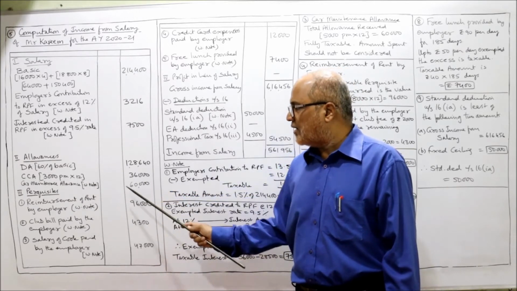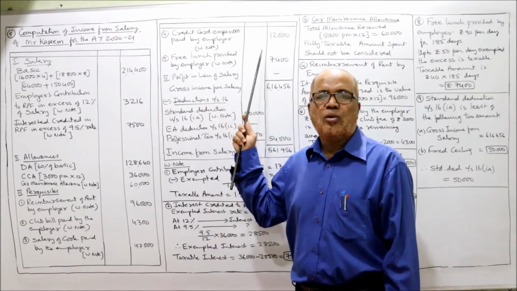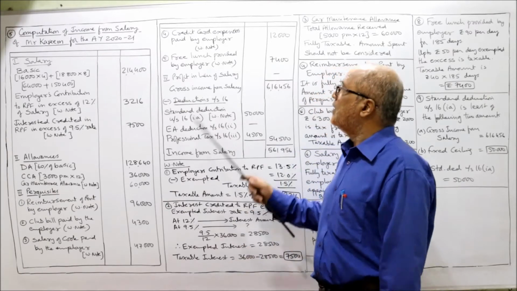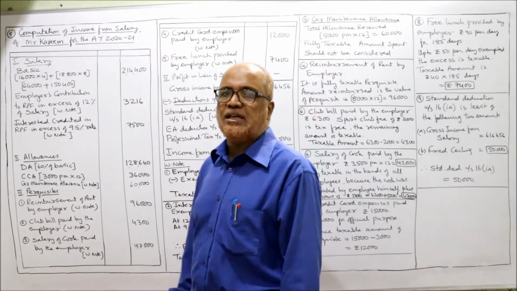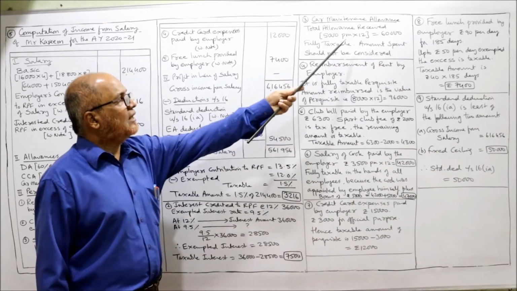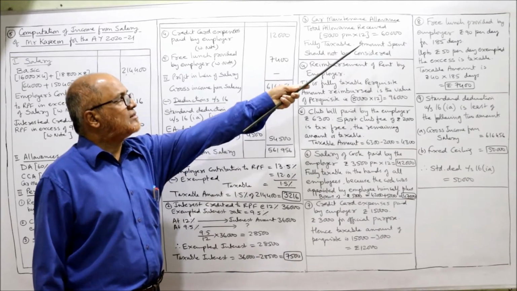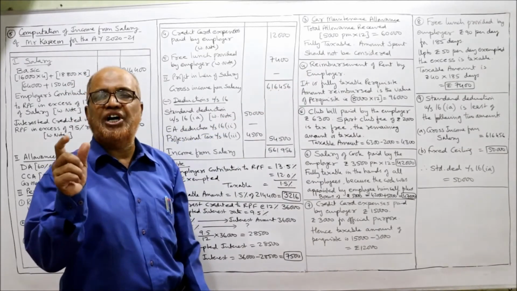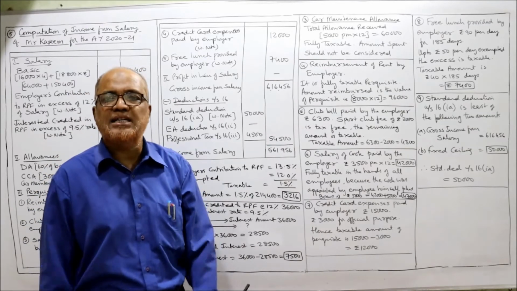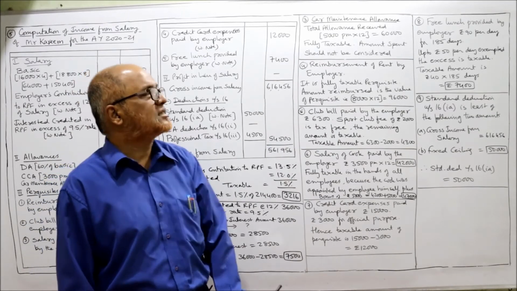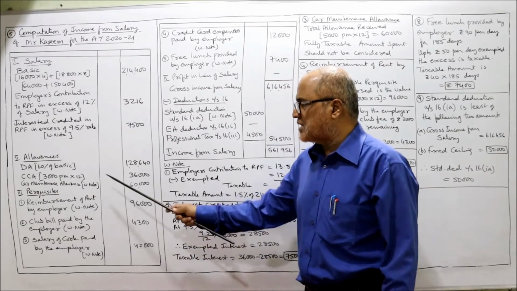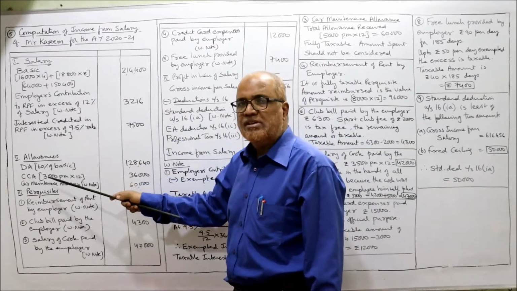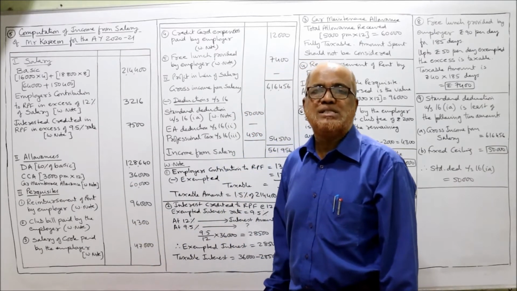Car Maintenance Allowance, 60,000. In the working note, I have explained about car maintenance allowance. It is fully taxable. Total allowance received 5,000 per month into 12, 60,000. Fully taxable. Amount spent should not be considered according to the provisions of the IT Act 1961. So 60,000 rupees is the car maintenance allowance. So we have completed salary, we have completed allowances. Now we'll come to perquisites.